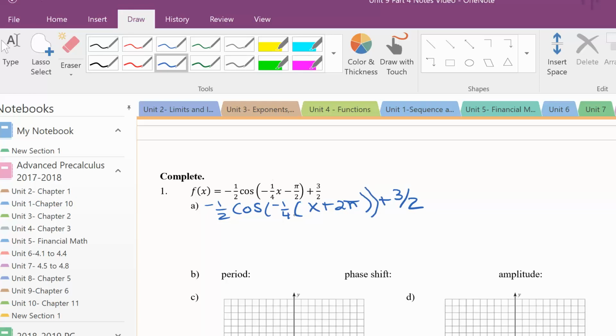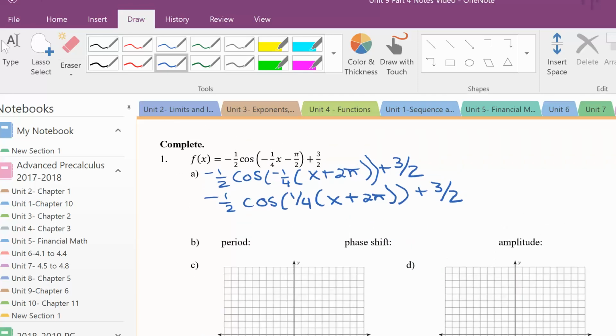All right, now here's where you use the even and odd identities. When you have cosine of negative x, remember cosine is even, so cosine of negative x is going to be the same as cosine of x, so that negative sign can go away. So it's going to be the same as cosine of 1/4 x plus 2 pi, plus 3/2. So there's our equation that we're going to use to graph. If it was an odd function, it would change this negative sign to a positive.